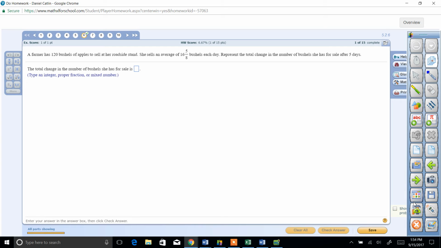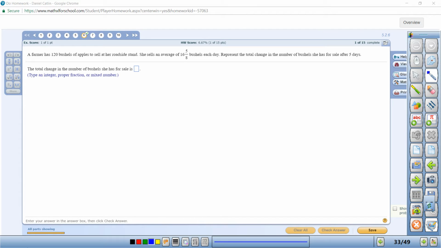Alright guys, Mr. Catlin here with a little more help on your digits homework, and I wanted to look at homework 5-2, number 6. We've had some people miss that one, so thought we'd look at it and try to get you helped out. Farmer has 120 bushels of apples to sell.